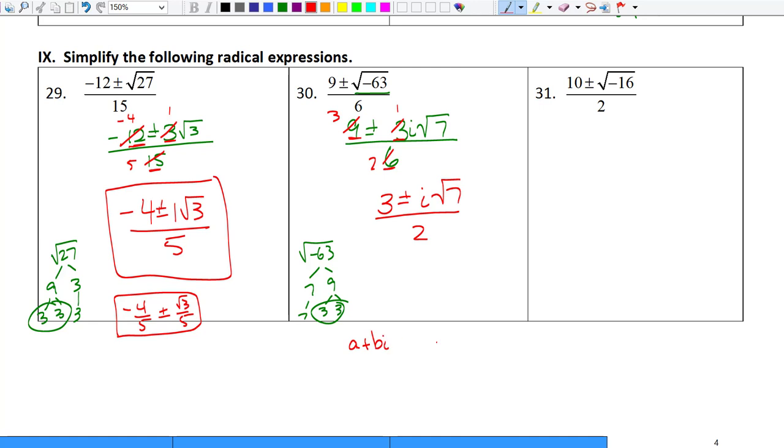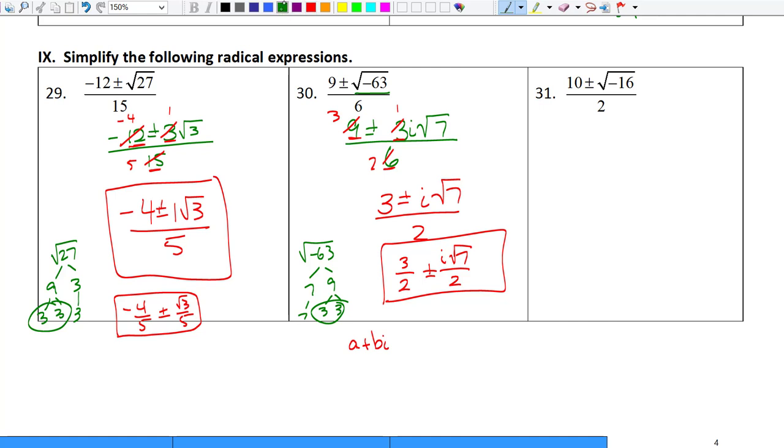So in order to write it in a plus bi form, I have to break this up into 2 fractions. So 3 halves plus or minus i root 7 over 2. This is the acceptable way of writing this problem. Whereas number 29 could have been written another way, number 30 has to be broken up because of the i, and it has to be written in a plus bi form.